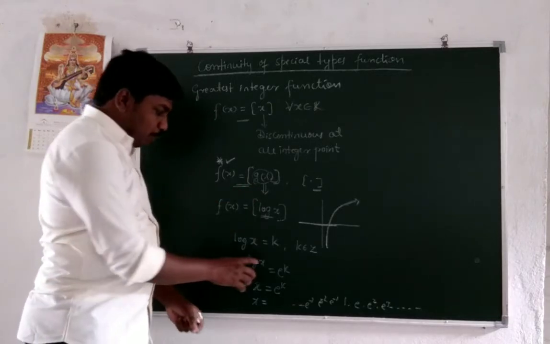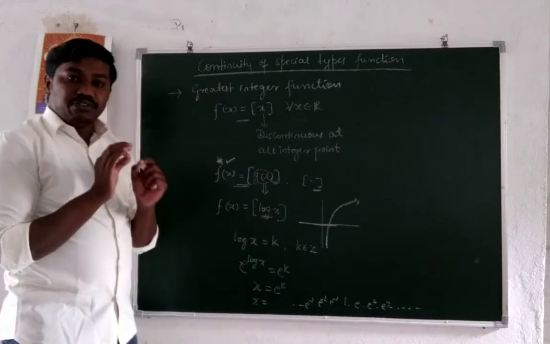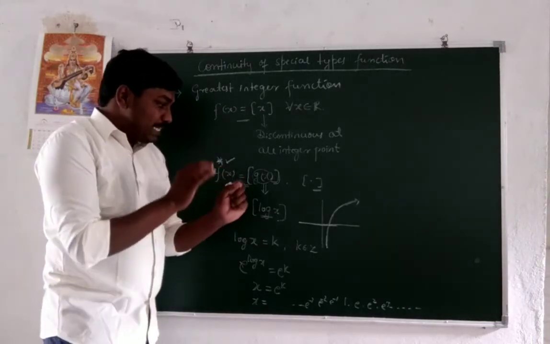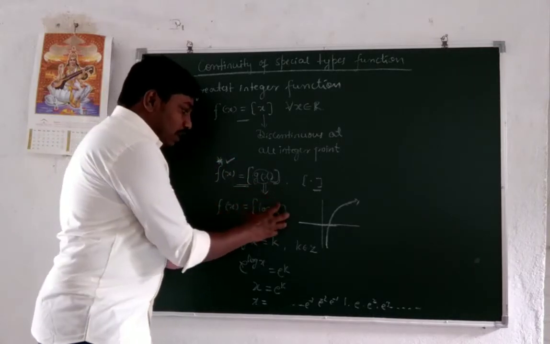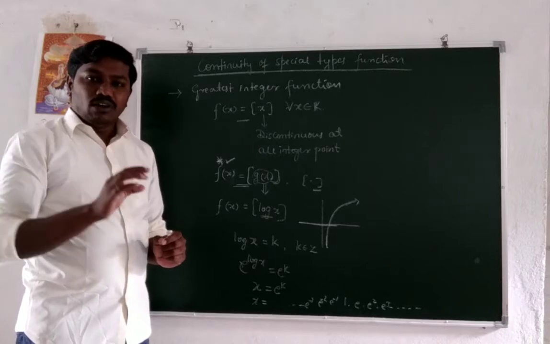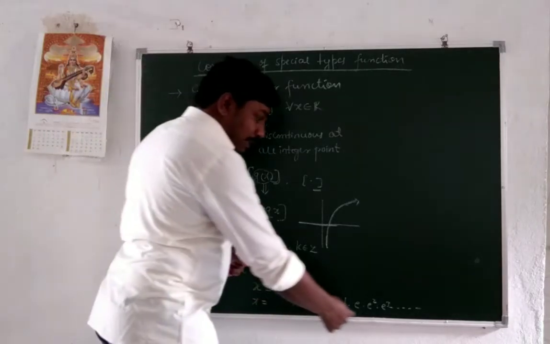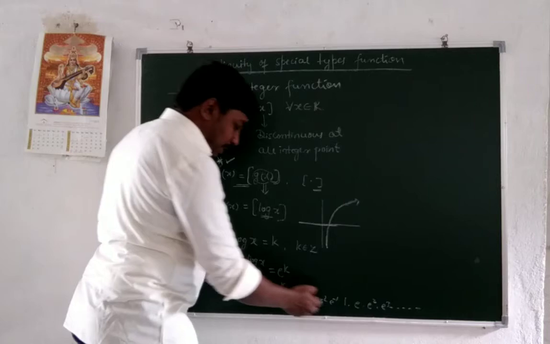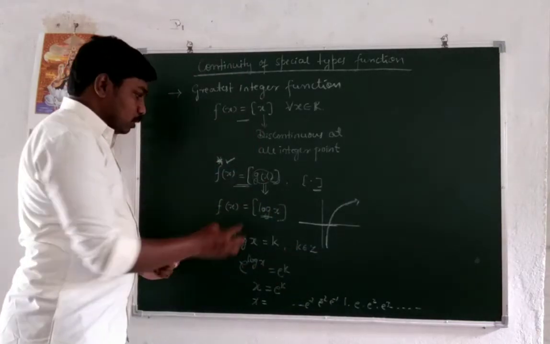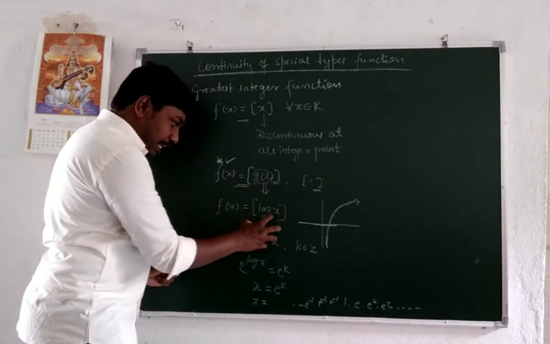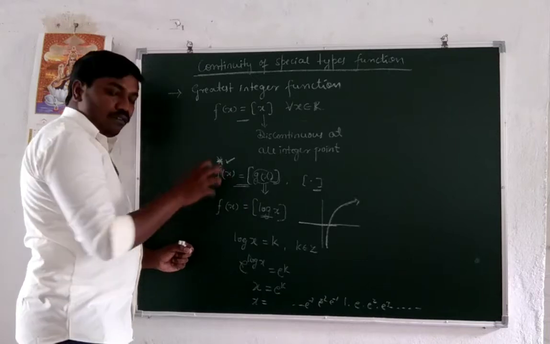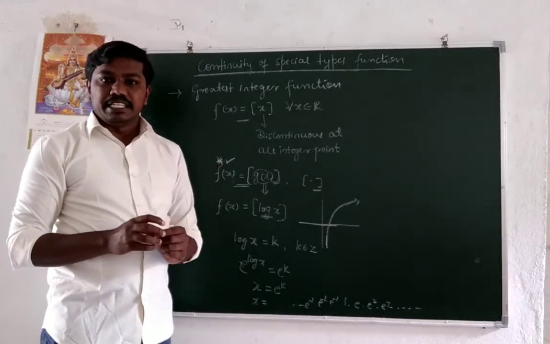So how many possibilities of k? There are infinitely many possibilities of k. So how many points of discontinuity of f of x? There are infinitely many points of discontinuity, because there are infinitely many points of x where log x becomes an integer. Greatest integer is discontinuous there, so indirectly f of x is discontinuous.